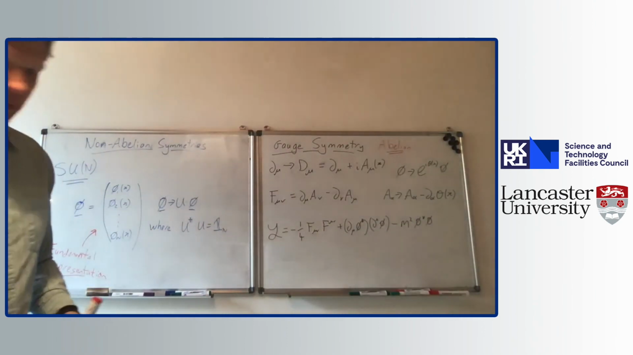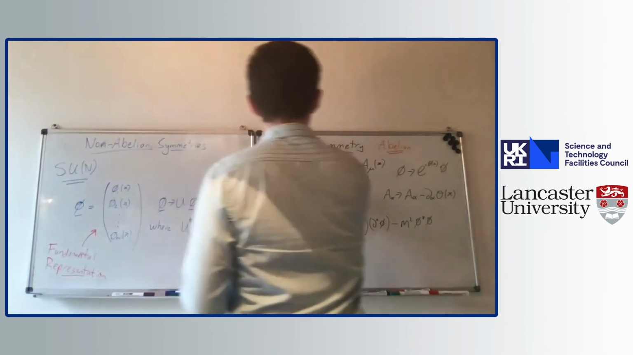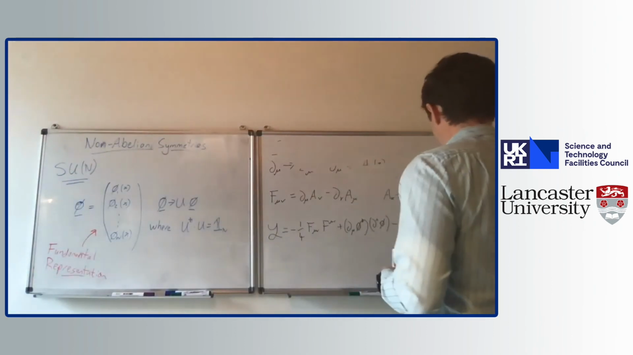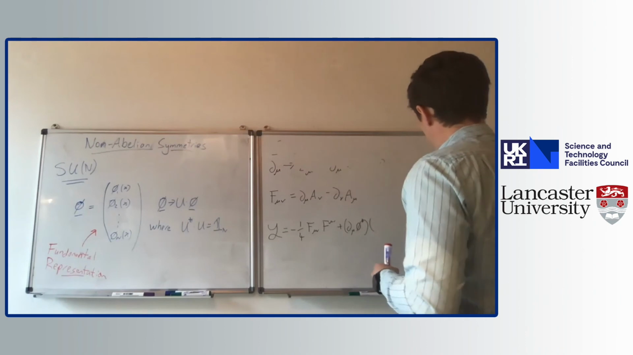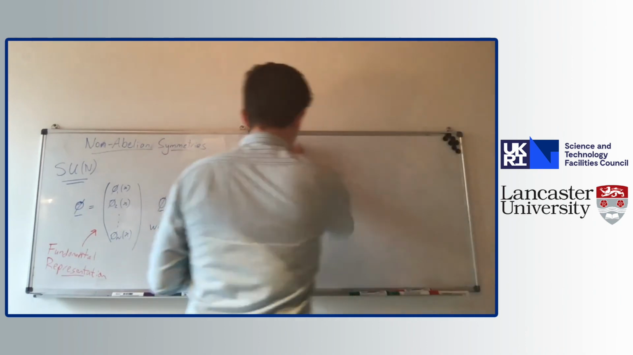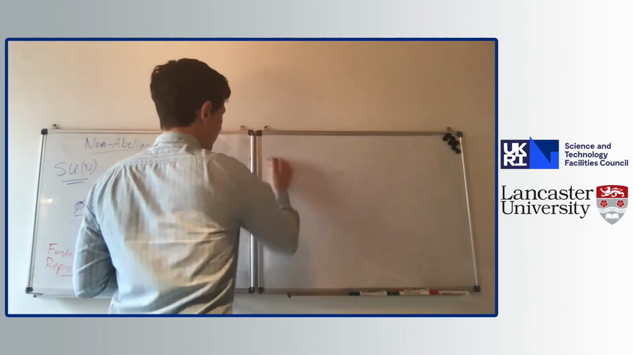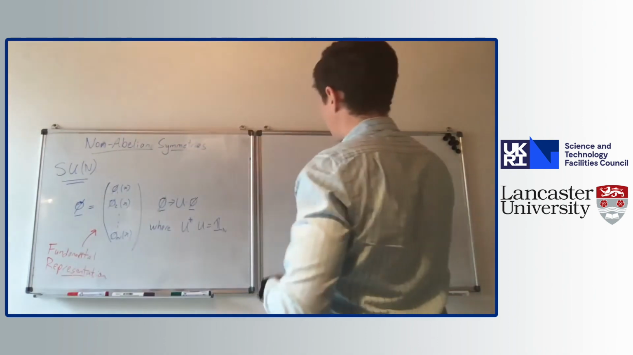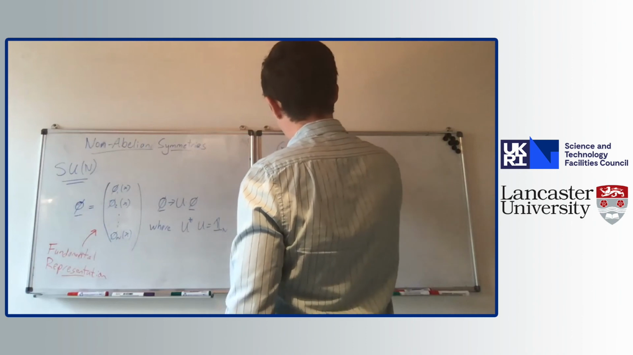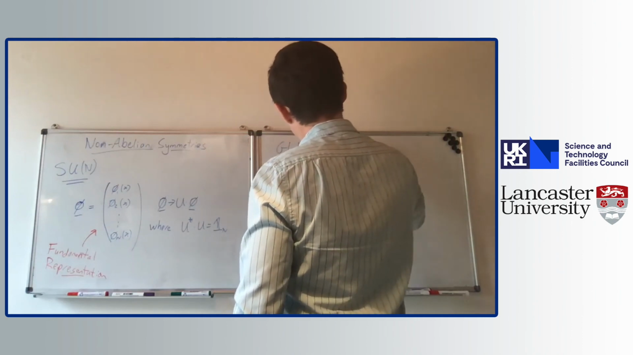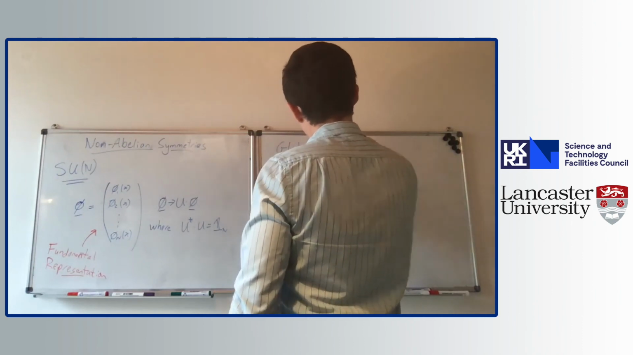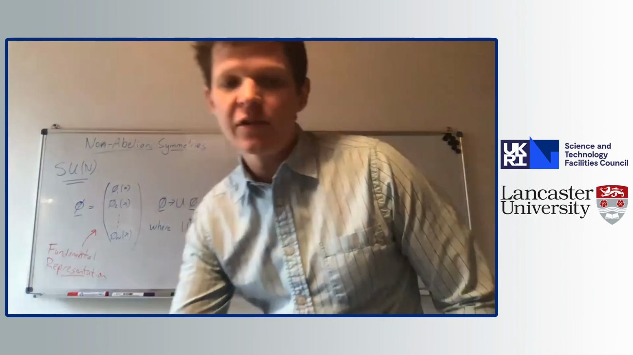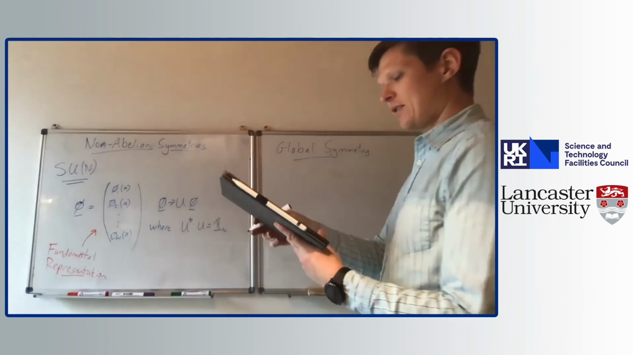Okay, so how do we form an invariant Lagrangian now from this guy? So we've got this vector. Well, it's actually quite simple. So for a global symmetry, we will do something that's actually quite similar to what we did for the abelian case.